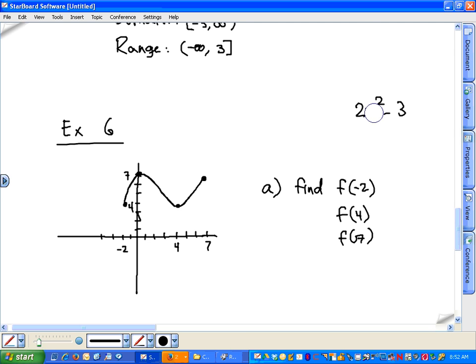So what they're asking us to do is find the y value of this function f when x equals negative 2. So you go on the x-axis at negative 2. What's the corresponding y value? 4. So what is f of negative 2? What's the value of the function f when x equals negative 2?